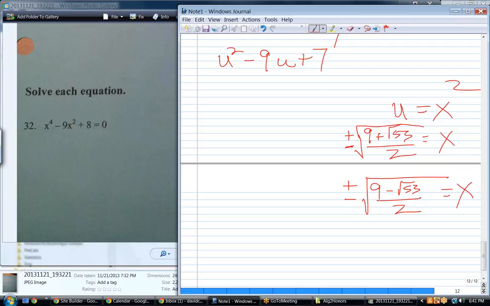Now notice that we could not have done this the way you did this one over here. In other words, in number 32, you really did not need to use u substitution. You had it figured out that it was going to be x squared minus 8 times x squared minus 1, and you could solve it directly that way. But the moment this doesn't factor nicely and you have to resort to the quadratic formula, then you have to use u substitution in order to solve it.